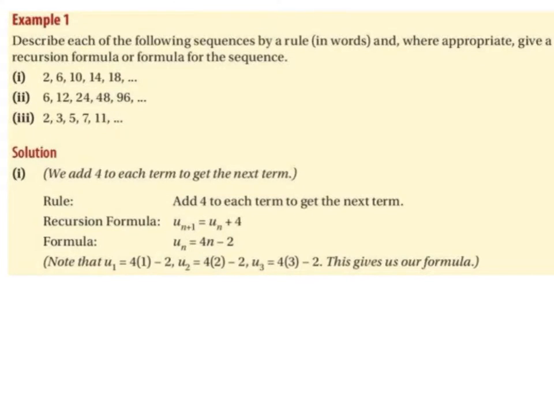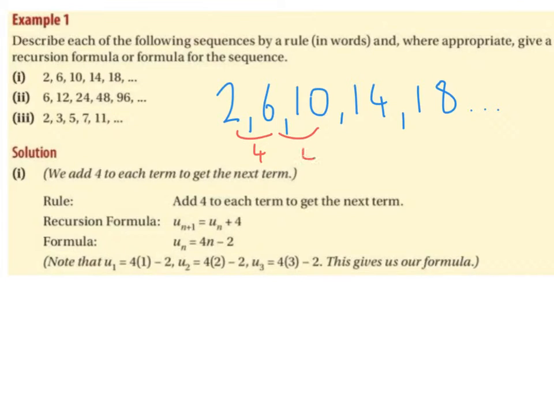And if we were to go back by 4, starting at the 2 and going back by 4 to the 0 term, we would get to minus 2. So let's have a look at that in detail. So we had 2, 6, 10, 14, 18, ... So the first thing we want to do is check, is it an arithmetic or a linear sequence? So is the first difference the same? To get from 2 to 6 is plus 4, from 6 to 10 plus 4, 10 to 14 plus 4, 14 to 18 plus 4.